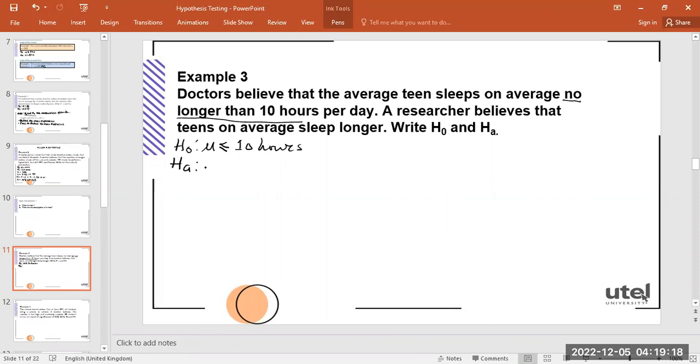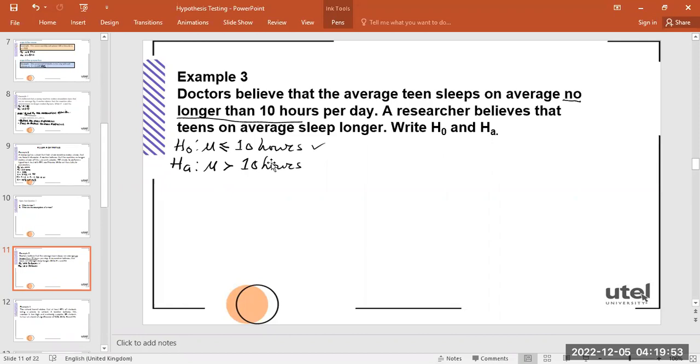So it means HA is such that mu is greater than 10 hours. It is important to know that for the alternative hypothesis, it's simply going to be greater than and not greater than or equal to, because here he says he believes that the teen sleeps longer. So in other words, if you put equal to, it makes this particular statement invalid because that has been included in the first statement. So basically, that is how we do that.